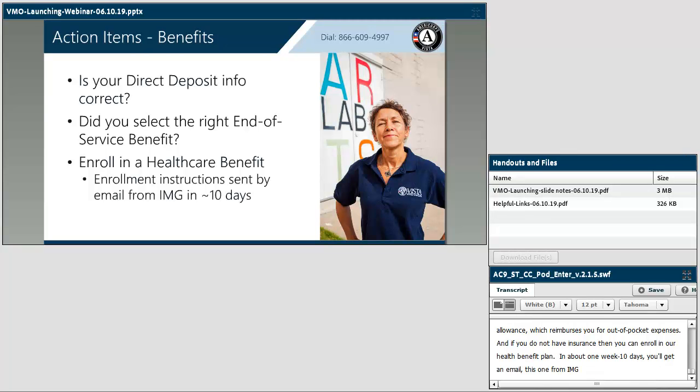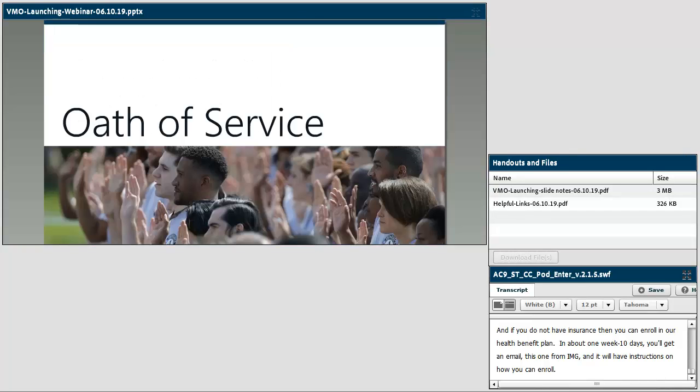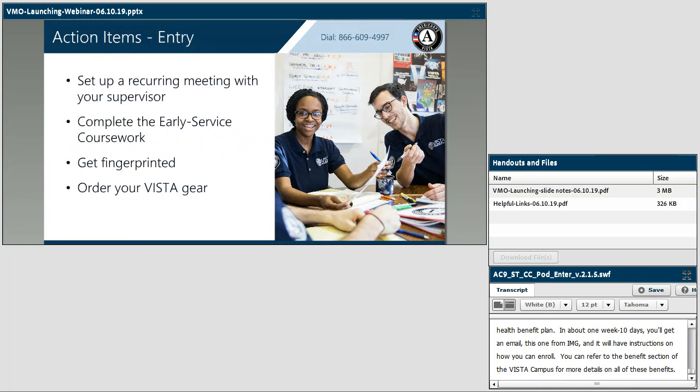So in about a week to 10 days, you're going to get an email, this one from IMG, and it will have instructions on how you can enroll. And you can refer to the benefits section of the VISTA campus for more details on all of these benefits.